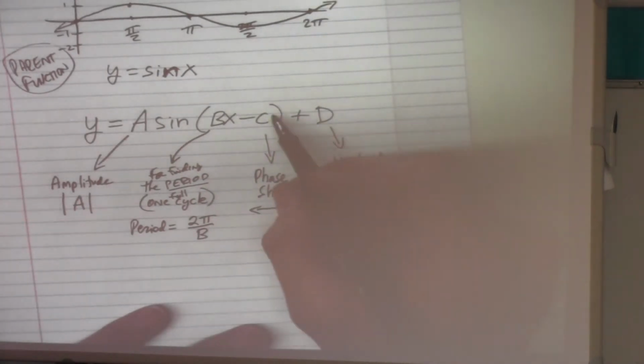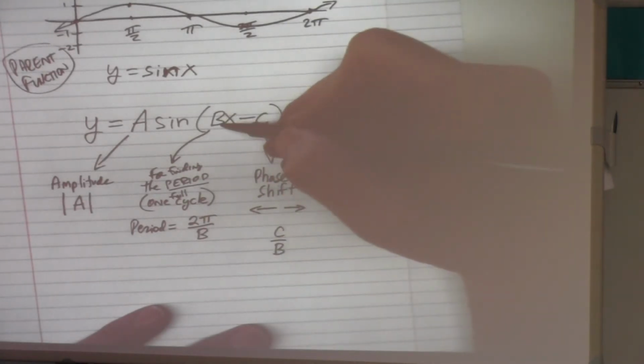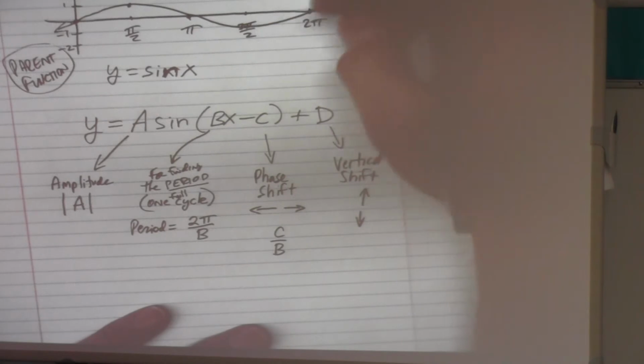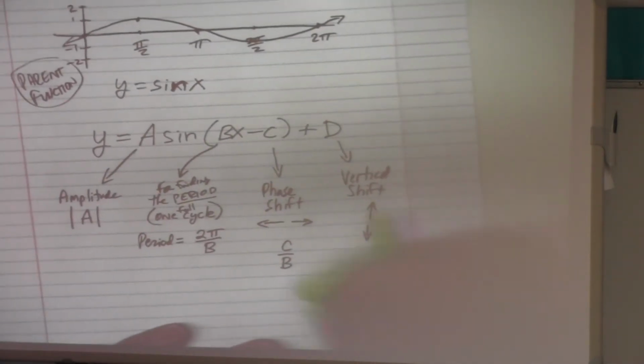So to find the phase shift, though, is not just the c. It's this divided by that. So if this is 1, that's great. If it's not, you have to divide by it so that your period and the phase shift are working together. The vertical shift is much easier. You don't have to worry about any little formula or anything else. It's just up or down.